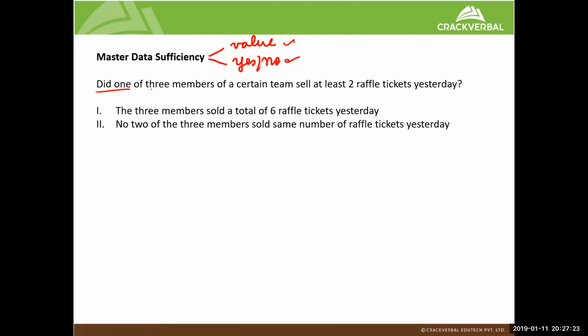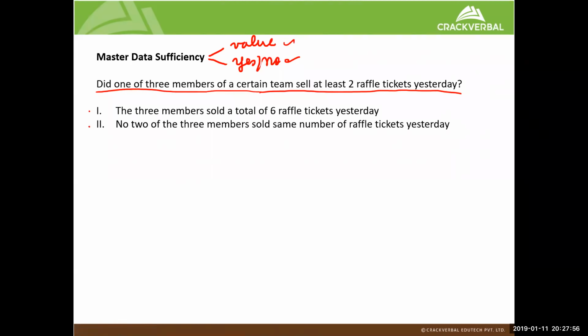So the question here is: did one of the three members of a certain team sell at least 2 raffle tickets yesterday? If I have to answer this question, the only way I can answer it is with a yes or a no, right? So clearly it falls under yes/no data sufficiency. And remember, the question asks: did one of the three members sell at least 2 raffle tickets? At least 2 means 2 or greater yesterday. And the two statements given are actually additional pieces of information that the question provides.